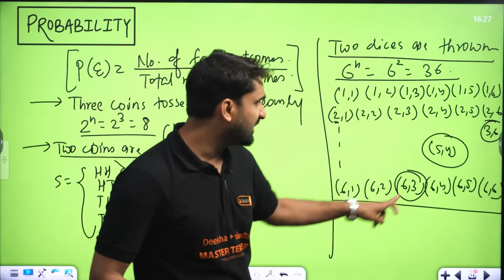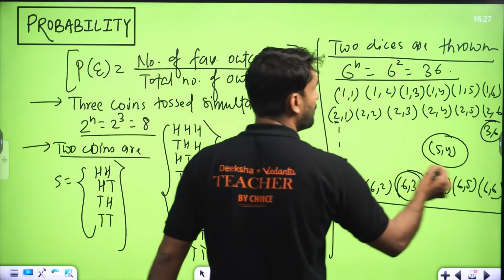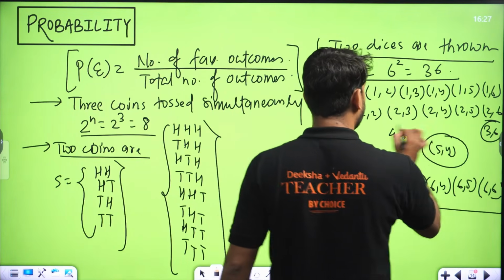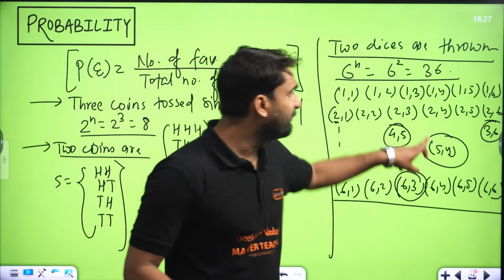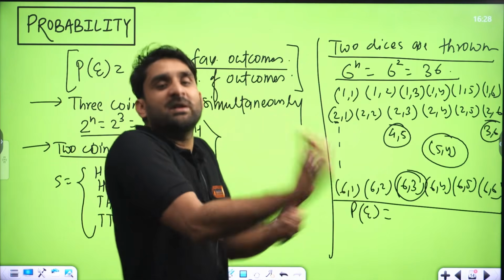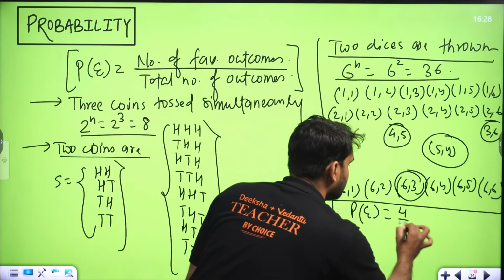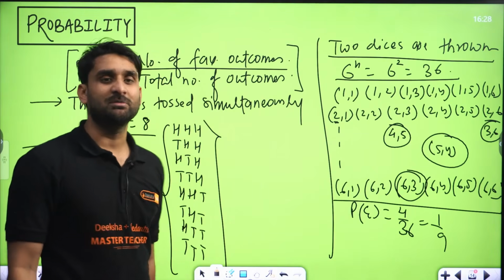So how many possibilities are there? 3,6; 6,3; 5,4; and 4,5 will also be there, because the sum of 4 and 5 is 9. So how many favorable outcomes? 4 favorable outcomes. So the probability of getting the sum of the numbers as 9 is 4 by 36, and 4 by 36 is equal to 1 by 9. So you might get a question based on this.